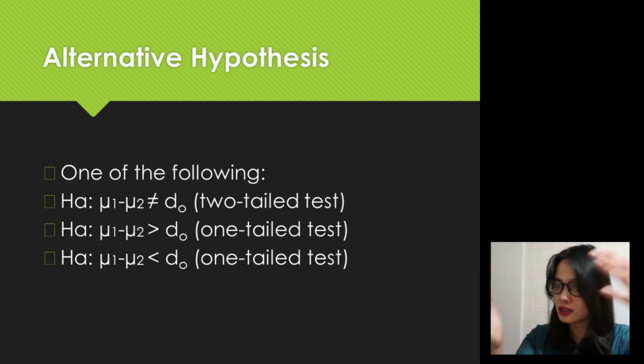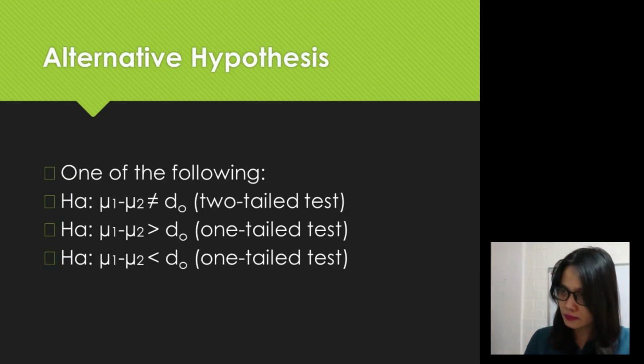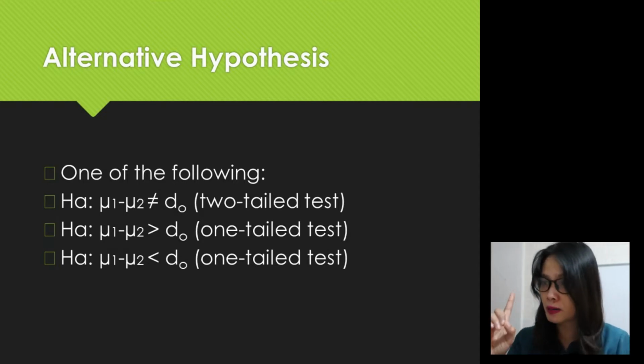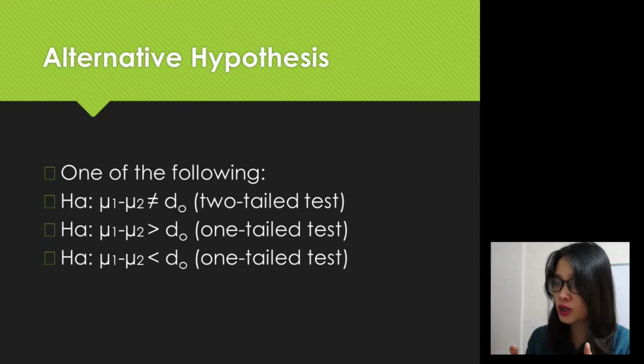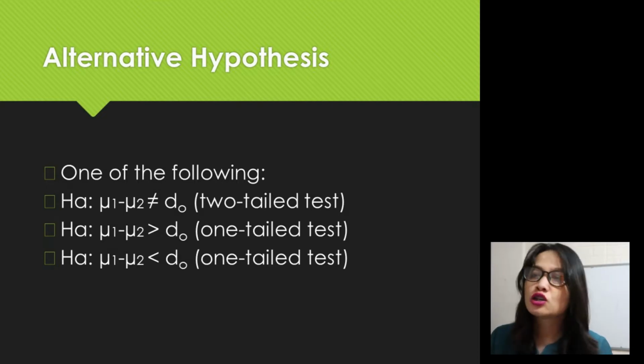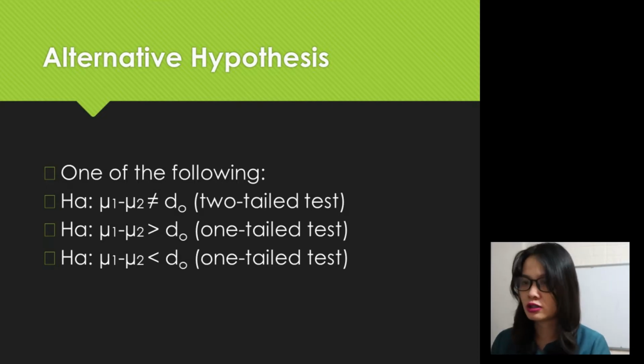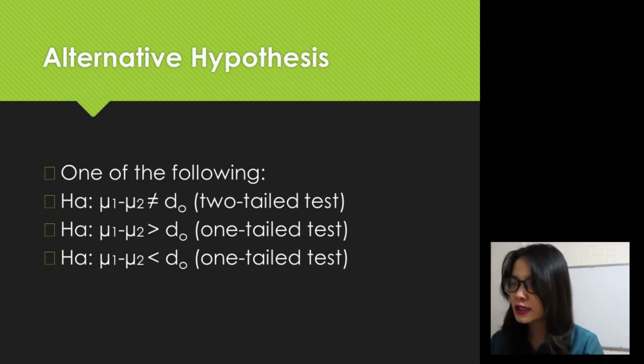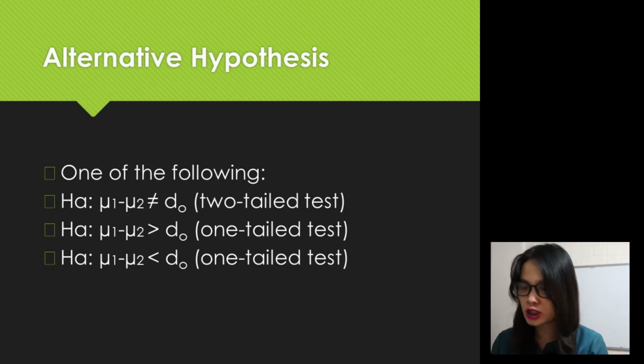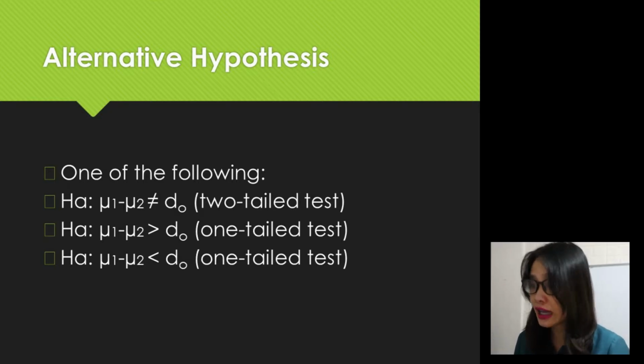Alternative hypothesis, same thing that we discussed last time. The only difference is that last week we were discussing only one population. Here, we're dealing with the difference of two populations. So what will be your alternative hypothesis? Number 1, HA: mu1 minus mu2 is not equal to the hypothesized difference of two means. If your HA is like that, then we need to come up with a two-tailed test.